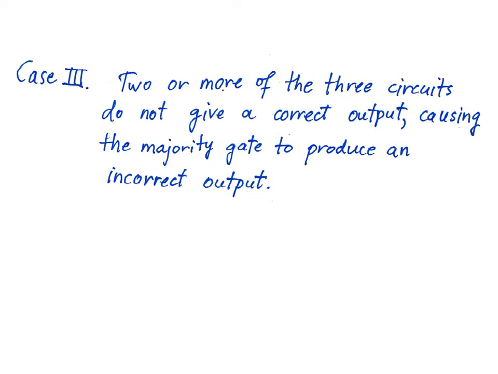Case 3 is everything else. That is, 2 or more of the 3 circuits do not give a correct output, causing the majority gate to produce a false output. The probability of case 3 is 1 minus the quantity: the probability of case 1 plus the probability of case 2.